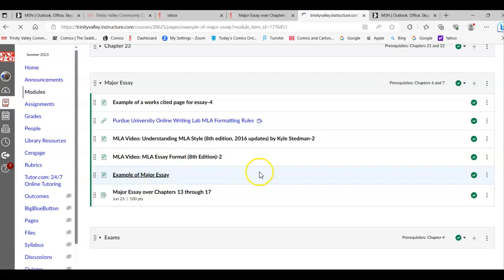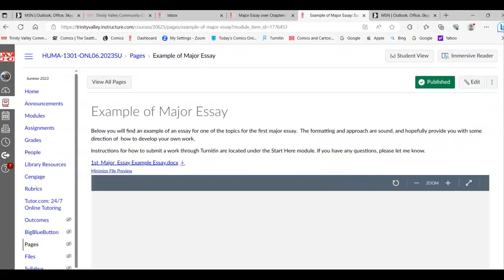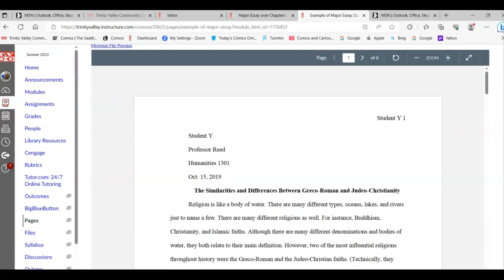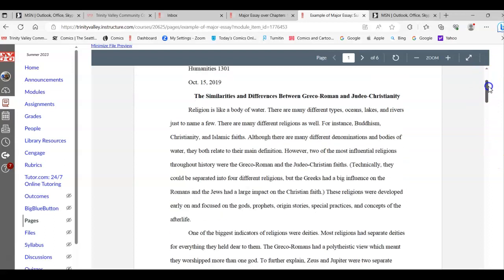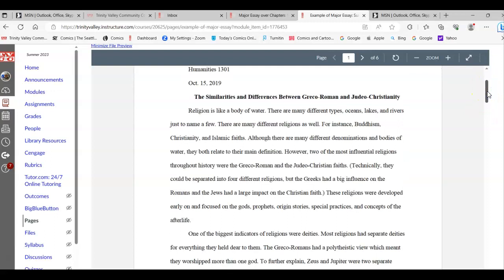The example of the major essay, if you'll note here, and give just a moment as it's trying to load. There you go. It looks at Greco and Judeo-Christian religions. This is not one of your topics, but I have this up here for you so you can see how the formatting should look. You have your heading on the left-hand side, a header for each page. You have a title that you will select that should reflect the approach you're taking to the topic, and then you have your essay itself.